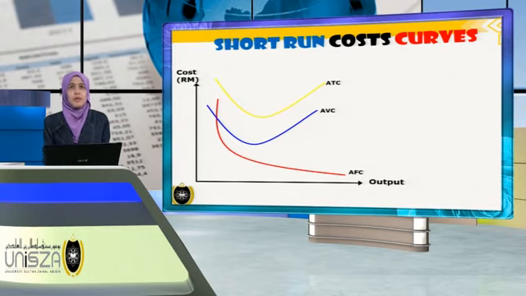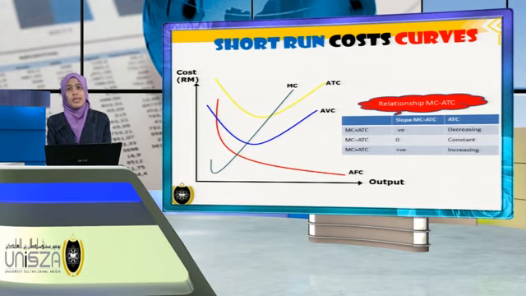First, average fixed cost. The average fixed cost curve shows a negative slope, which implies that average fixed cost declines as output increases. Then AVC, which is average variable cost, reveals a U-shaped curve. Then average cost is a U-shaped curve since it consists of average fixed cost and average variable cost. Lastly, the marginal cost curve.